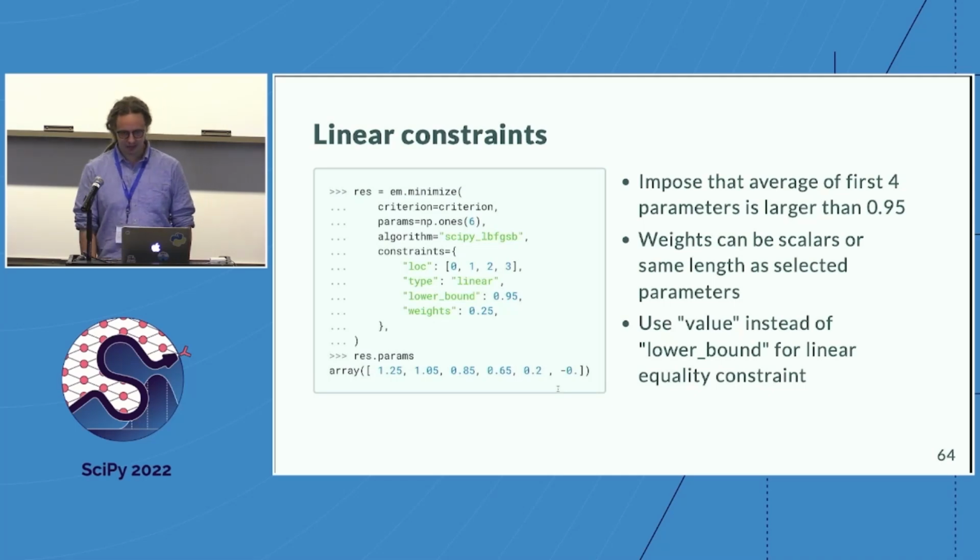Linear constraints are of the type Ax equals b, or inequality constraints on that. And so here we want to impose the constraint that the first 4 parameters have an average that is larger than 0.95. And we do that again by selecting the first parameters using loc, setting the type to linear, and then lower bound and weights. The weights can be a scalar or they can match the selected parameters. This is the result.